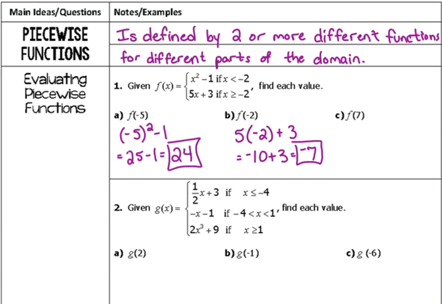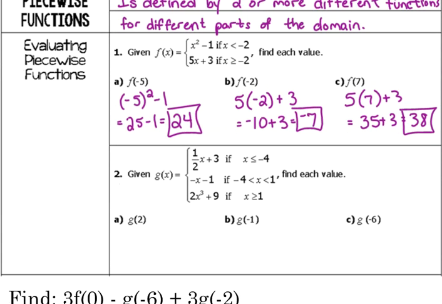All right, f of 7. Plug it into the first piece or the second piece? Second piece. 7 is greater than negative 2, so we also plug this one in the second piece. So we've got 35 plus 3, which is 38. Okay, questions so far? Pretty simple, right?